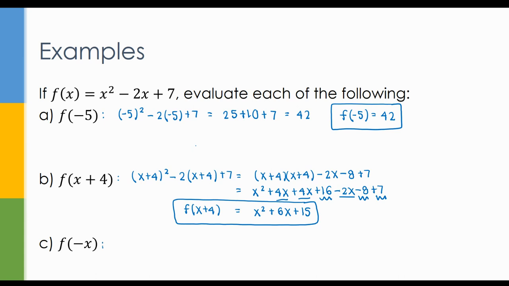And then same idea with this last one. I want to substitute negative x into every x in my function. So in parentheses, we'll have negative x quantity squared minus 2 times in parentheses negative x plus 7. Well, squaring negative x, so negative x times negative x. Negative times a negative is a positive, and we'll get x squared. Negative times a negative will give us another positive. So we'll have plus 2x, and then we'll have plus 7. Notice that there are no like terms to combine there, so we know that the function f of negative x is going to equal x squared plus 2x plus 7.